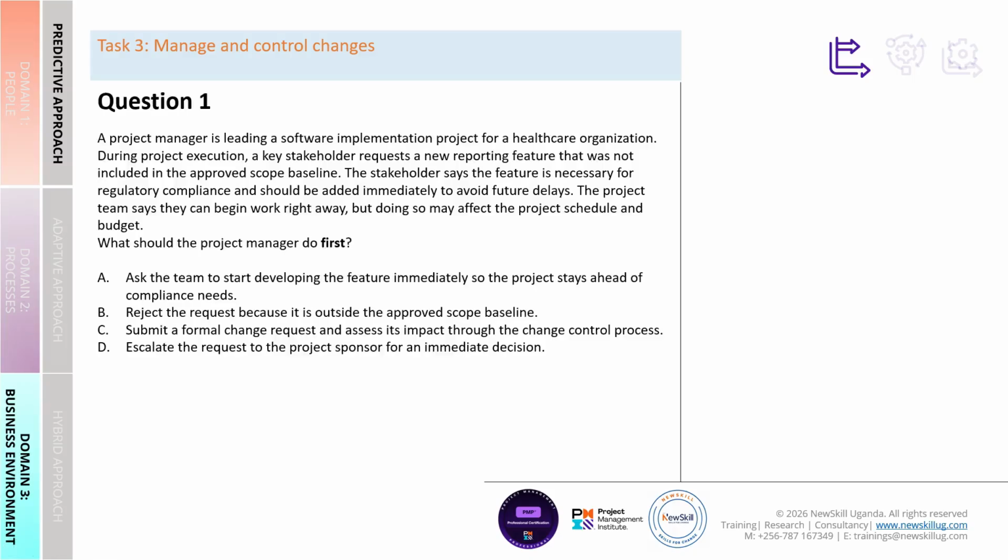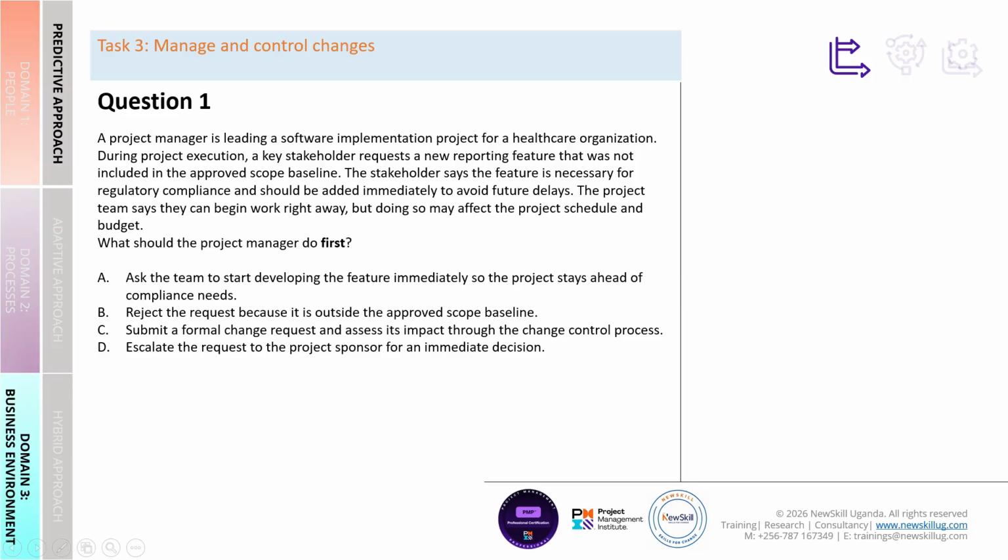This question comes from Domain 3, Business Environment, the predictive approach, and specifically Task 3. Manage and control changes. Question 1. A project manager is leading a software implementation project for a healthcare organization. During project execution, a stakeholder requests a new reporting feature that was not included in the approved scope baseline. The stakeholder says the feature is necessary for regulatory compliance and should be added immediately to avoid future delays. The project team says they can begin work right away, but doing so may affect the project schedule and budget. What should the project manager do first?